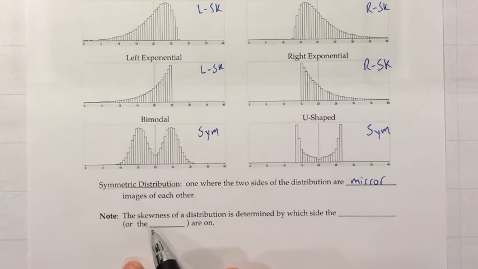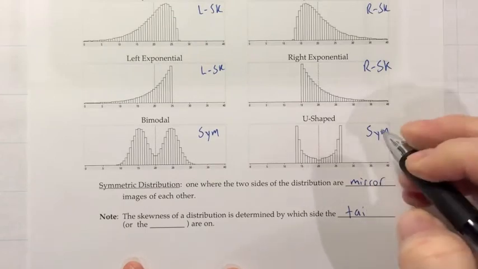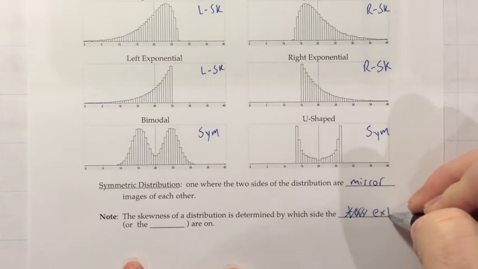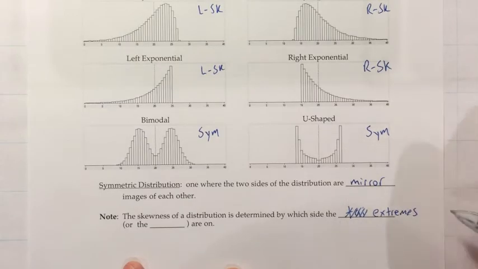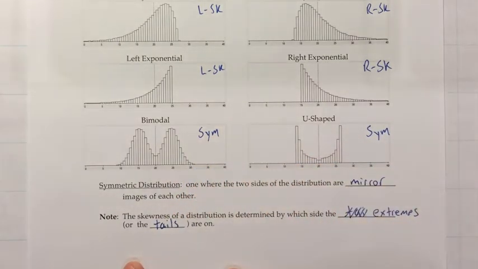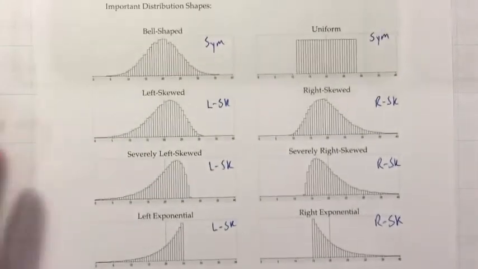But for now, it's important to note that the skewness of a distribution is determined by which side the tail is on. And actually, I think I meant a different word there, by which side the extremes are on. Could also use the word outliers, which officially comes to us in the next chapter, or the tails. So the tails represent extreme values. Now it's worth noting a couple other things while on this page.